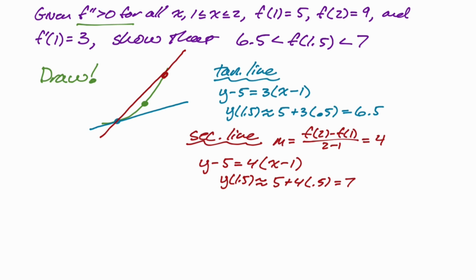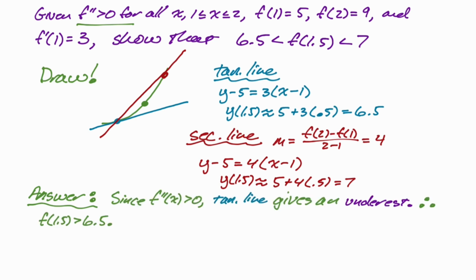All right, now we just have to write up our answer. This is important because you might see this kind of thing on multiple choice, like on which of the following intervals does the value of f of 1.5 fall, or it could be a free response where you'd have to actually justify your work. Just make sure you can do all of this. Here, I'm going to reference the concavity, say what happens with the tangent line, and then make a conclusion. Since f double prime is greater than 0, the tangent line gives an underestimate. Therefore, we know f of 1.5 is definitely bigger than 6.5.